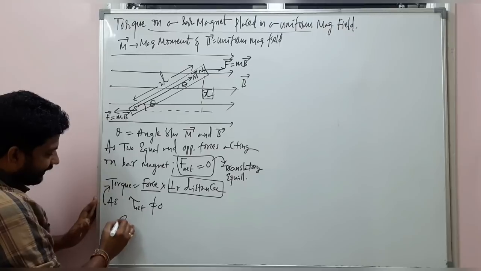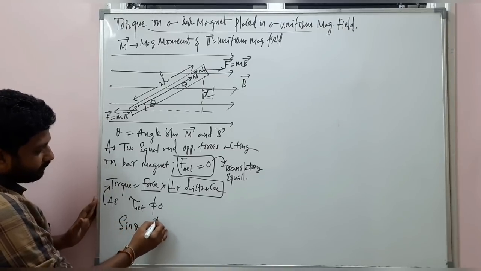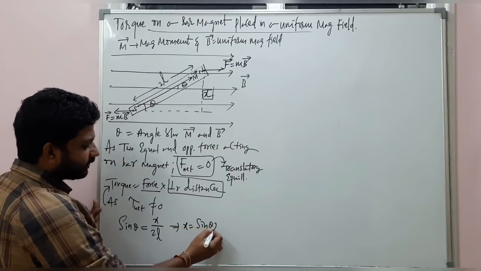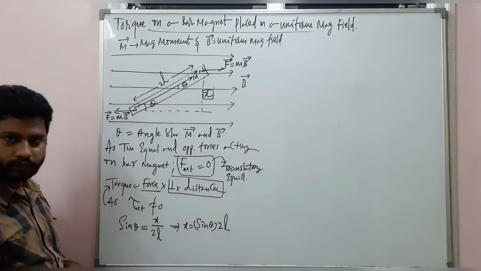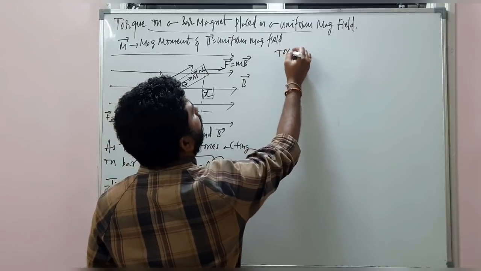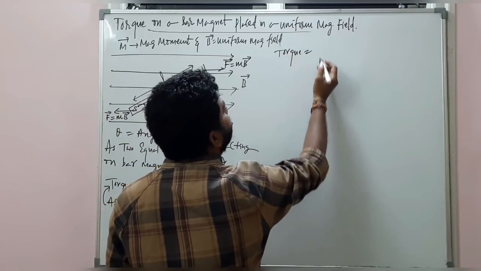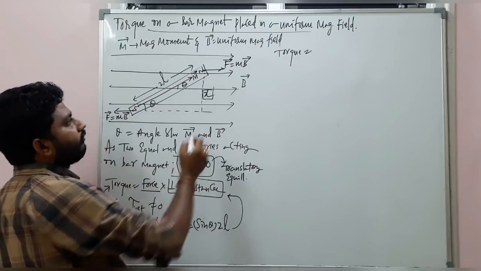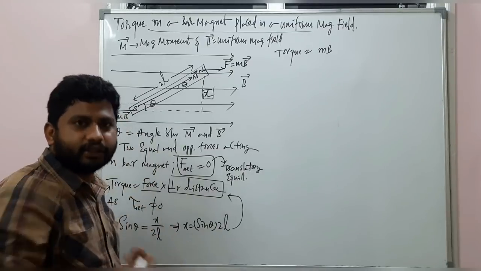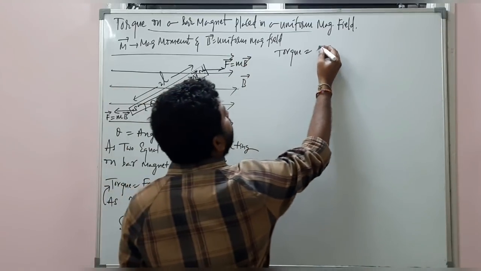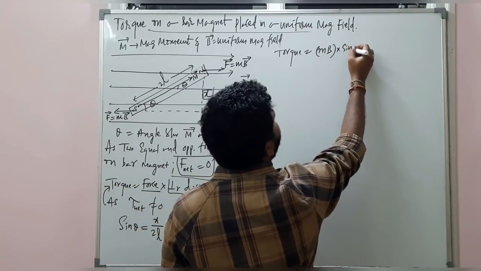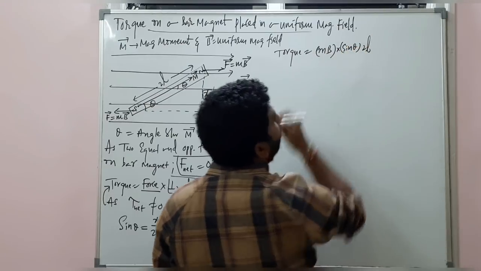And let's say sine theta from the above triangle, it will be x by 2L, and from here x is equal to sine theta into 2L. This you substitute in this, right? So now the torque on this bar magnet will be force, which is small m into B, right? Let's write the magnitude: m into B into perpendicular distance. What is the perpendicular distance? It's sine theta into 2L.